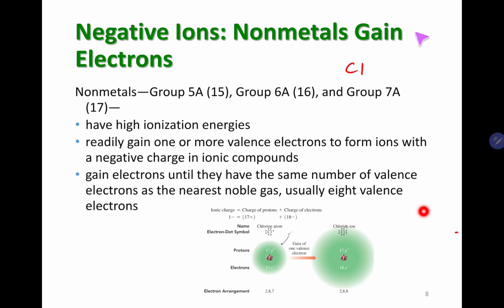Chlorine is in group number 7A, and the atomic number is 17. Since chlorine's group number is 7A, you know that chlorine has 7 valence electrons: 1, 2, 3, 4, 5, 6, 7. Why? Because it is in group number 7A.